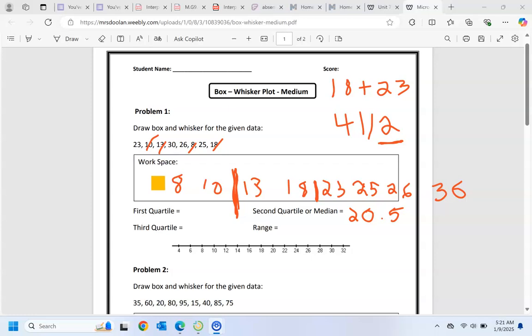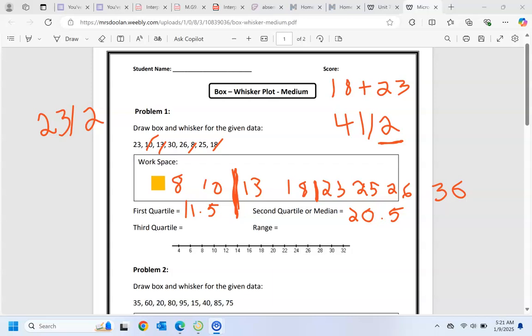So now I'm going to add 10 and 13, which is 23. And then I take half of 23. Well, half of 22 is 11. Half of 23 is 11.5. Okay. Then I'm looking at the right.